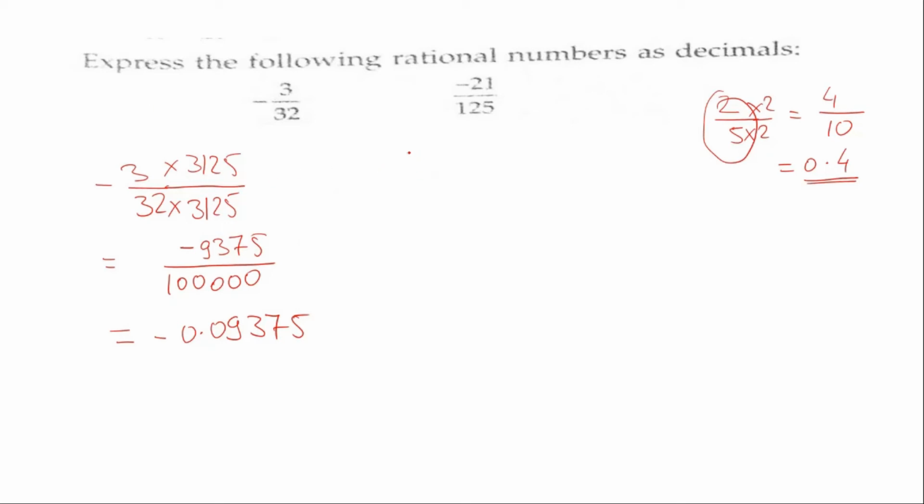Same way, minus 21 by 125. To convert 125, we have to multiply by 8 with it. Okay. So when you convert it, it will be minus 0.168.